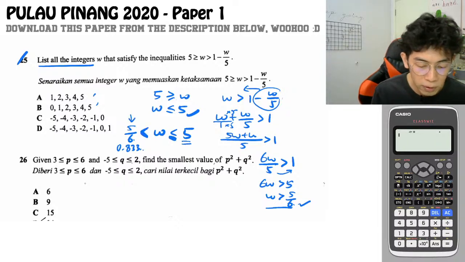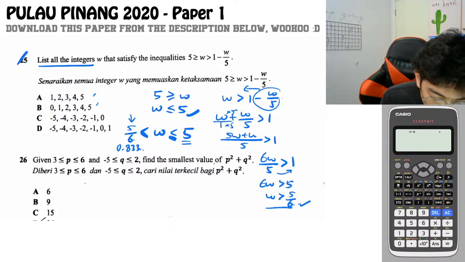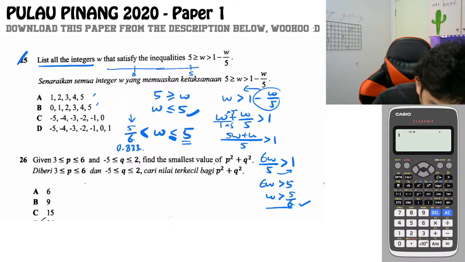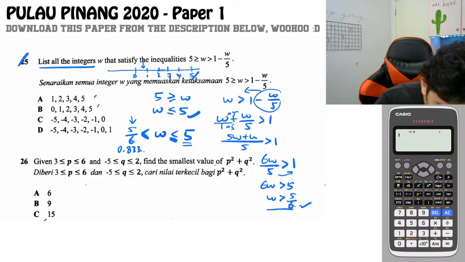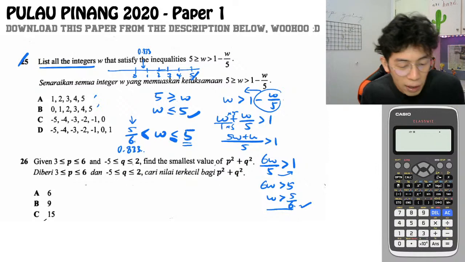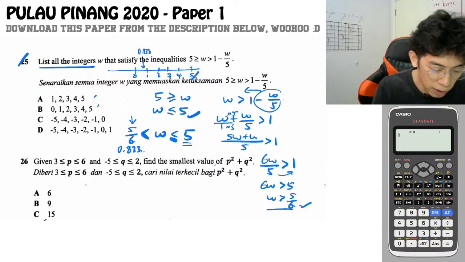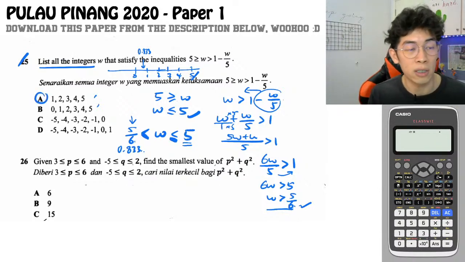So if you don't include this, based on the number line, this one is your 0, this one is your 5. So you're going to include your 5, but where is your 0.833? Your 0.833 is not here, it's here. If you put some numbers there, 1, 2, 3 and 4, sorry, it should be nearer to 1. So you're going to be here at 0.833. You cannot take 0.833, so you're going to take 1, right? So the answer is A. That's the tricky part.